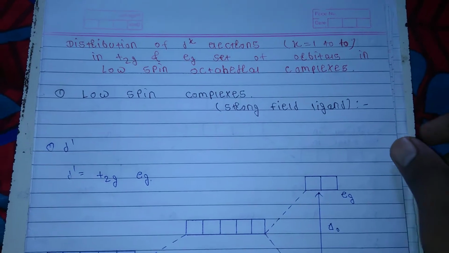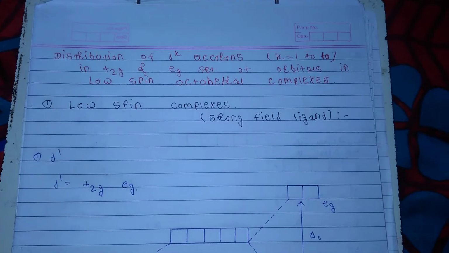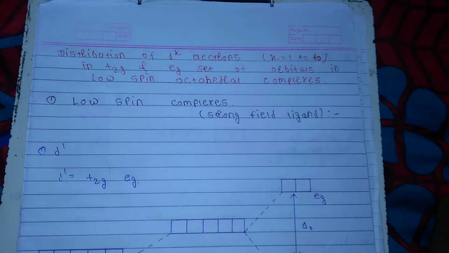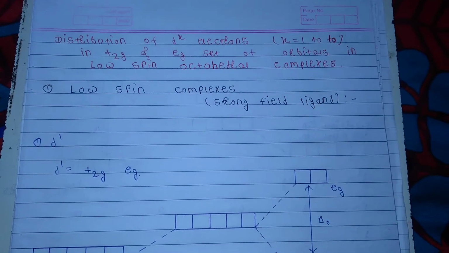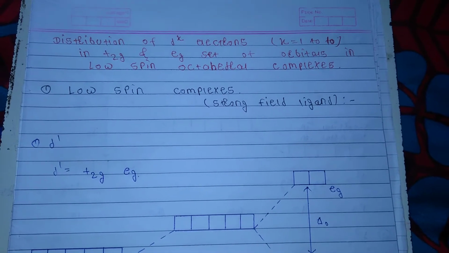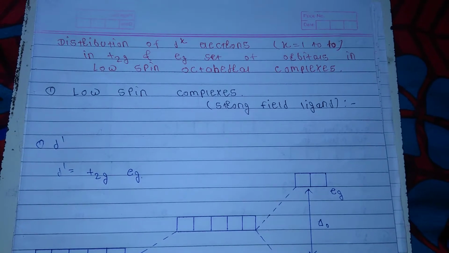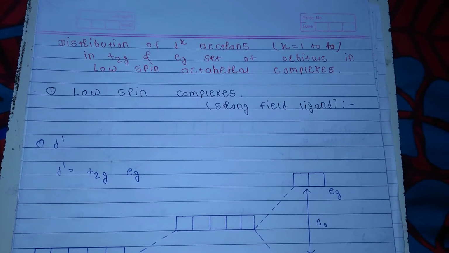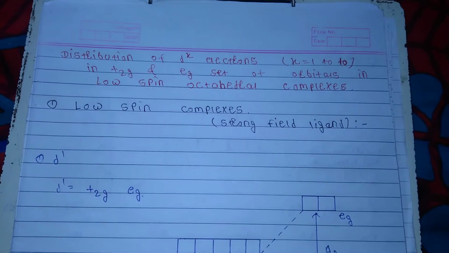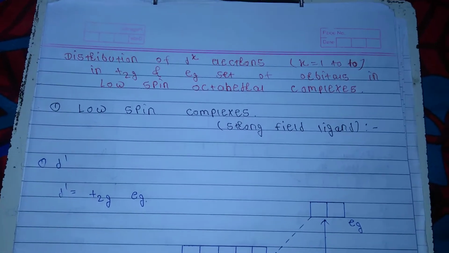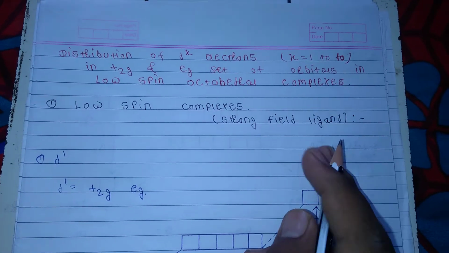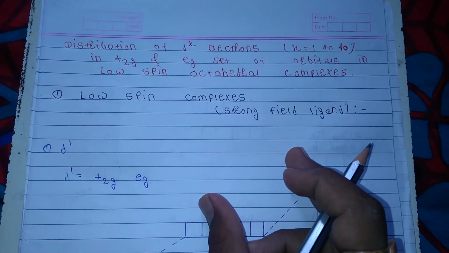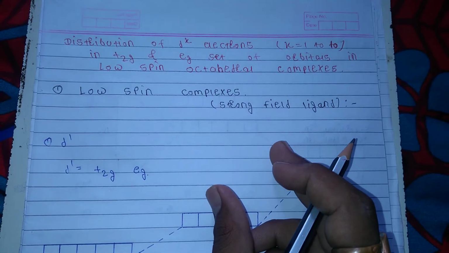Hi friends, in today's video we will see the distribution of the dx electrons, where x means 1 to 10 electrons, in the t2g and eg sets of orbitals in low spin octahedral complexes. In low spin complexes there is a strong field ligand. So, the distribution of 1 to 10 electrons in octahedral complexes on the basis of low spin.